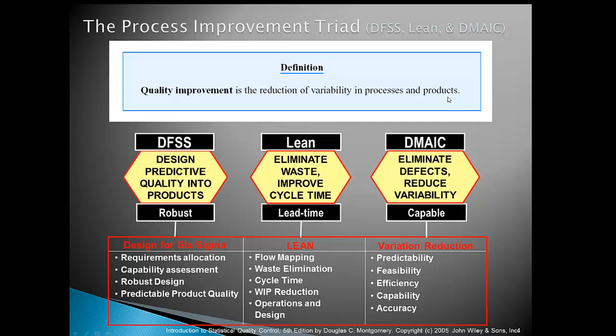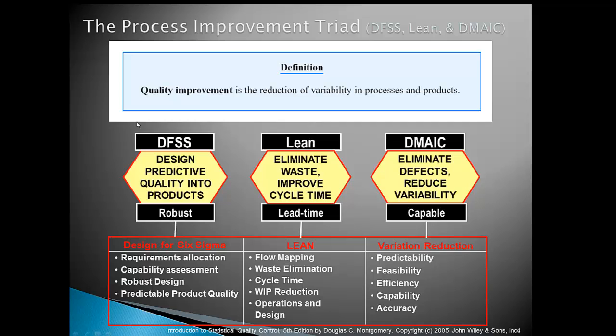That's the modern definition. So quality improvement is reducing the variability in processes and products. It can be a product like a car or a tire or a transmission, all related to the car, or it can be a process, reducing the amount of time it takes to process a purchase order, for example, or reducing the amount of time you spend in a grocery line checking out.